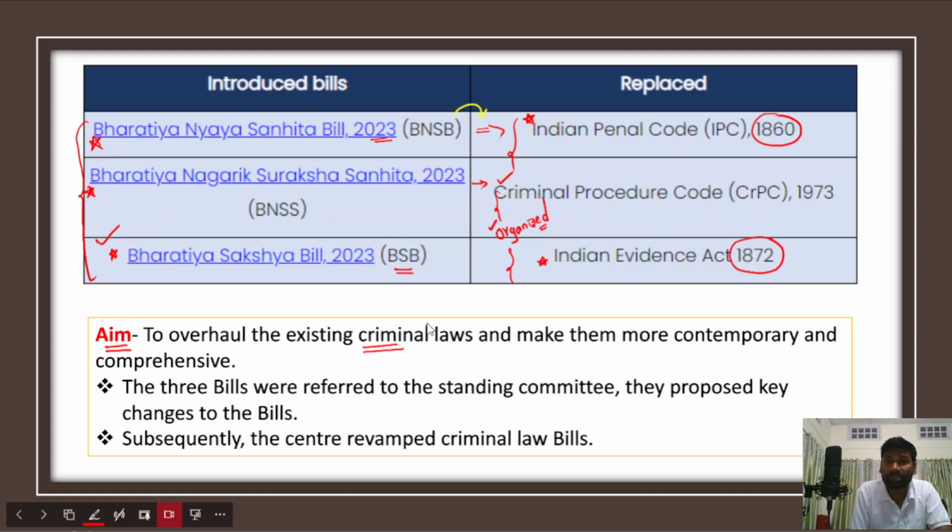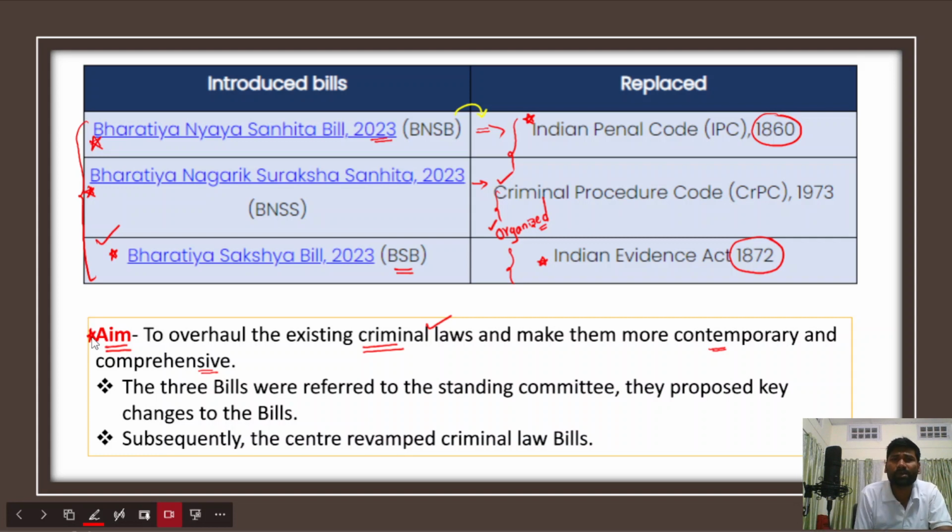So they overhaul existing criminal laws and make them more contemporary and comprehensive, right? The center wanted to make these laws more comprehensive as well as contemporary, because whenever they are more comprehensive in nature, they will not give any scope for confusion with respect to offenses and punishments. So there will be no legal vacuum with respect to certain offenses, and that is also in line with the nature of contemporary society. So this is the basic objective of introducing the Bharatiya Nyaya Sanhita Act of 2023.